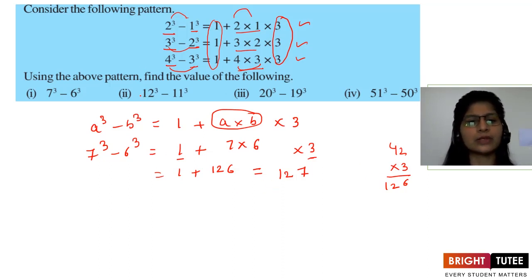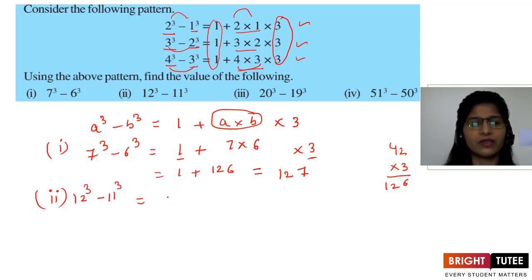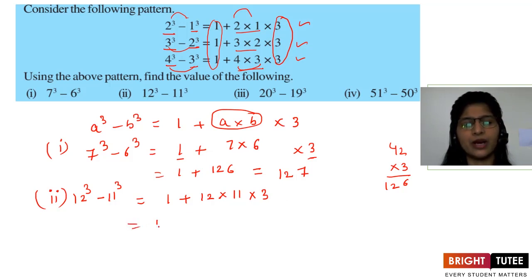Now the next part that we have to solve, this was the first one. The second part that we have to solve is 12 cube minus 11 cube. So what will we write? 1 plus 12 into 11 into 3. Yes, let's multiply them. 11 into 3 you know is how much? 33. So we will multiply 12 with 33.